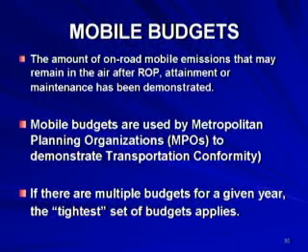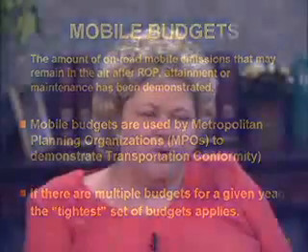It's important to know this. In any given year, the tightest set of mobile budgets apply. The reason I have to say that is that you can have mobile budgets for the near years of an attainment demonstration, rate of progress plan, or a maintenance plan, and you may have mobile budgets for the out years. But in any given year, the tightest set of mobile budgets applies. For example, a geographical area may have a rate of progress plan and a maintenance plan. They both have mobile budgets in them. Again, for that given year, the tightest set of budgets apply.